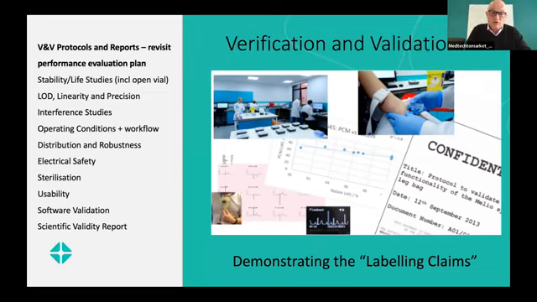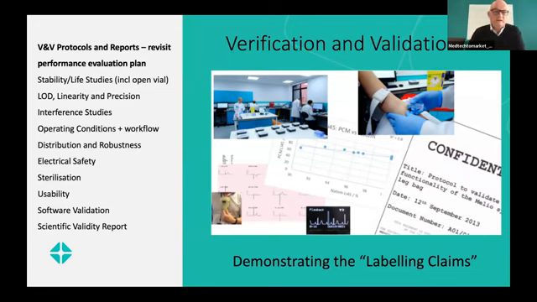The operating conditions and workflow, open vial stability, for example, or if the test takes so long, is it valid? How long does the blood sample stay robust for? All that kind of stuff, to understand that the in-use conditions, you've covered as many of the variables as you possibly can. Distribution, I mentioned that at the beginning about who you're shipping to.